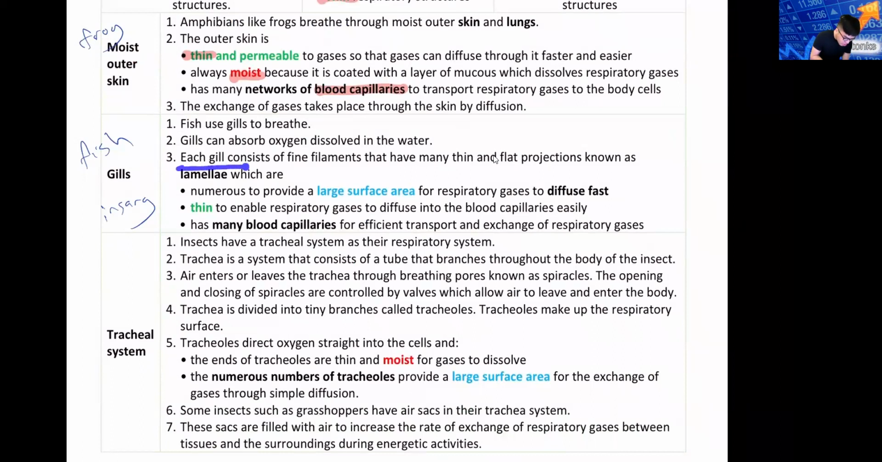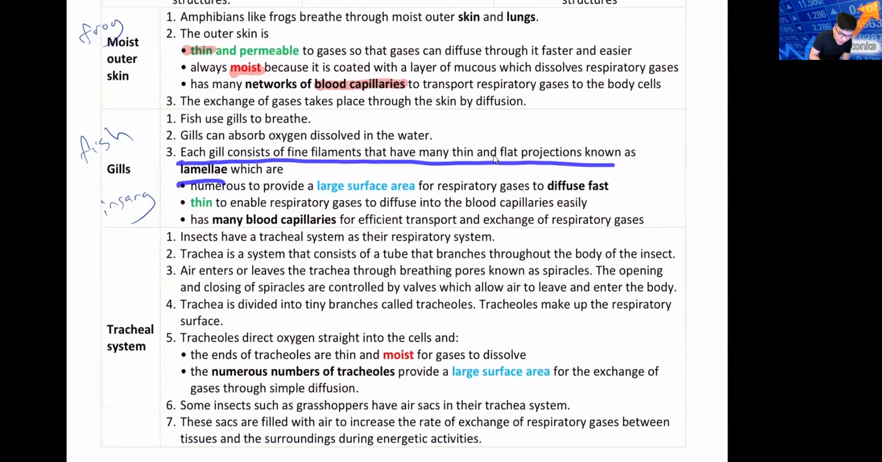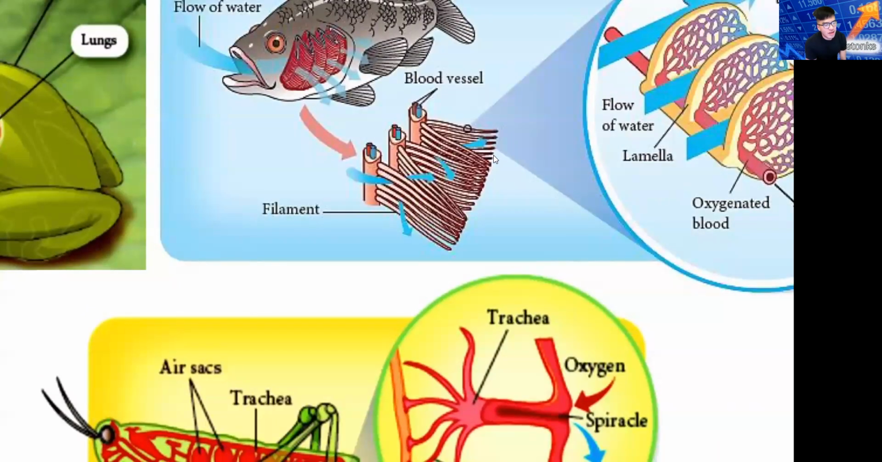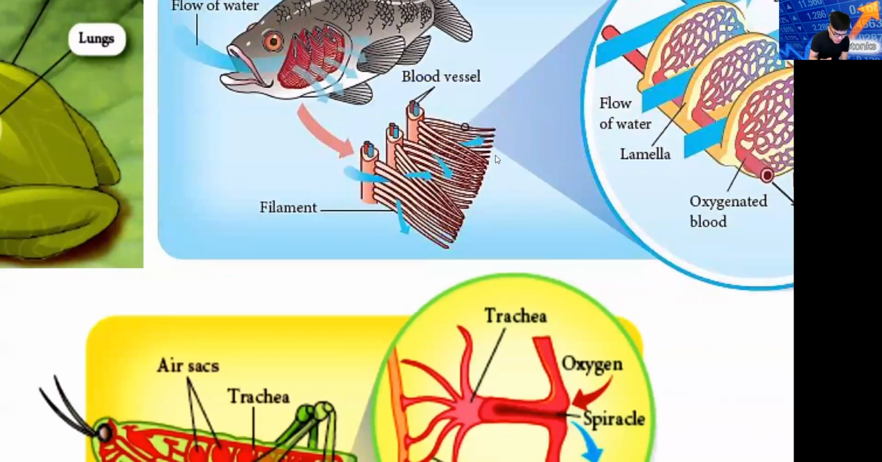Each gill consists of fine filaments that have many tiny, thin and flat projections known as lamella. What is this? Have you seen a gill before? If you haven't, next time go to your wet market with your mom and see how they gut the fish and get the gills out. When you look at a gill, it kind of looks like a tree. We have all these tiny filaments, and on these filaments you can see what looks like hair. These hairs are what we call lamella. They have millions of them.